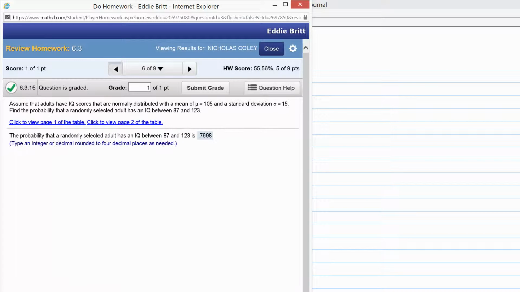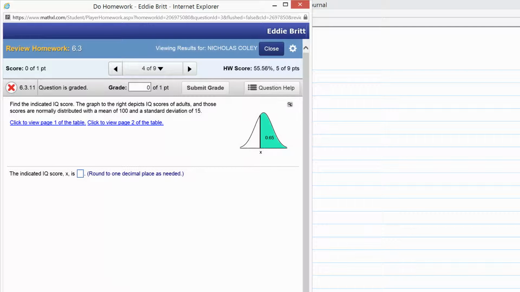I'm going to start with problem number 3. Find the indicated IQ score. The graph depicts IQ scores of adults, and those scores are normally distributed with a mean of 100 and a standard deviation of 15. We want to find the X value that would separate the bottom 90% from the top 10%. The mean is 100, standard deviation is 15.